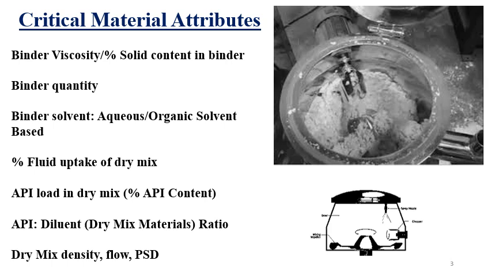Then dry mix density, flow and PSD. So the density of the dry mix material has a great impact on the granulation. Dry mix bulk density, dry mix material flow and dry mix material PSD are the critical material attributes and these affect the granulation process.